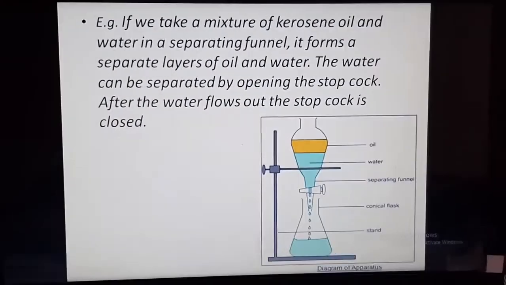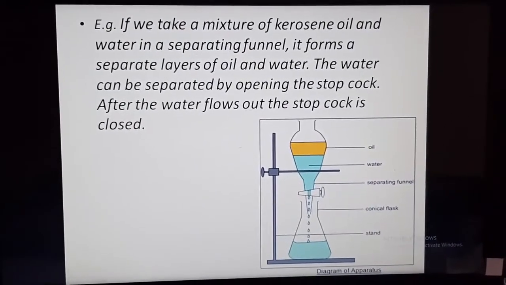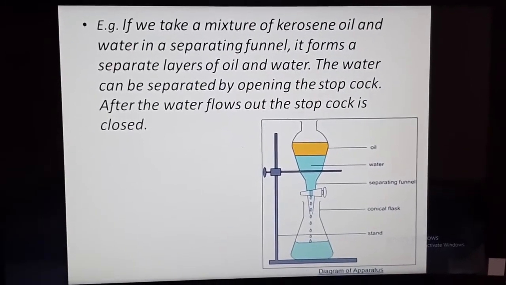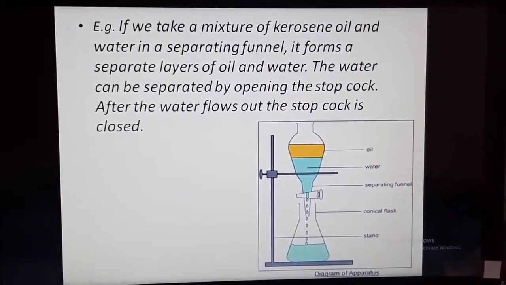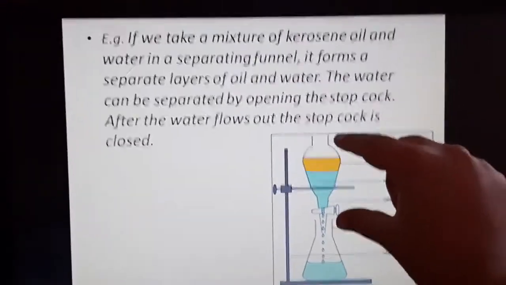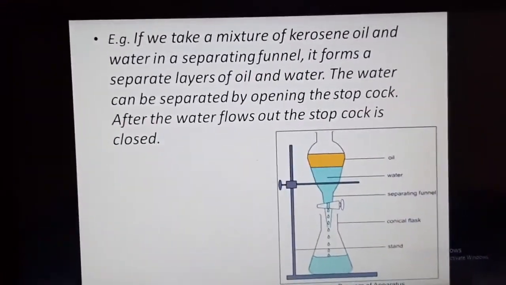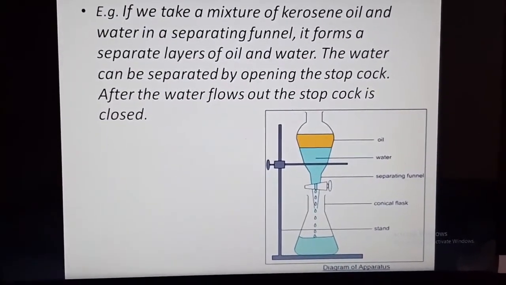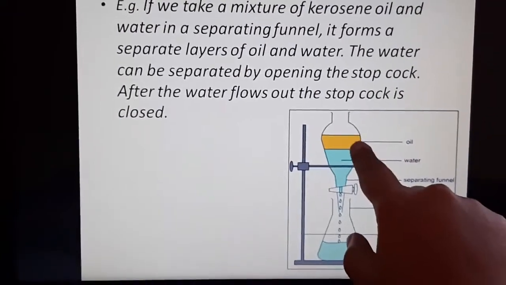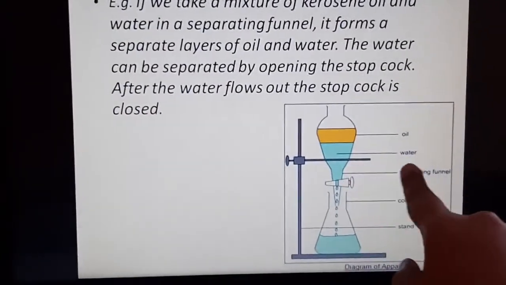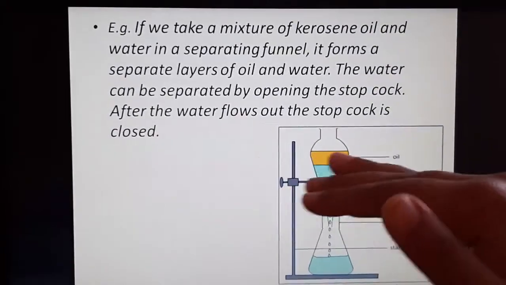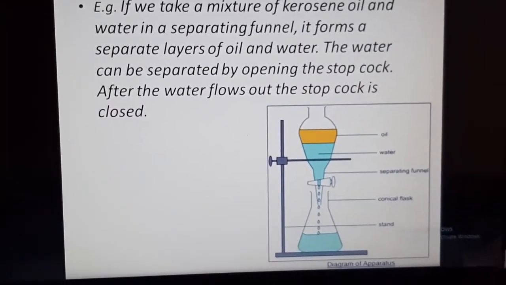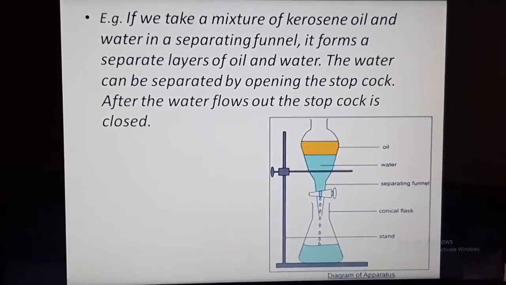For example, if we take a mixture of oil, any oil you can take, maybe kerosene oil, and water in a separating funnel, this is actually a separating funnel. It forms separate layers of oil and water. You can see yellow showing the oil, and the blue part showing the water. So it is showing separate layers. This water can be separated from the oil by using this process.